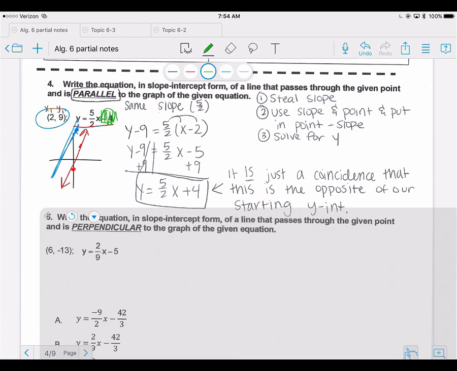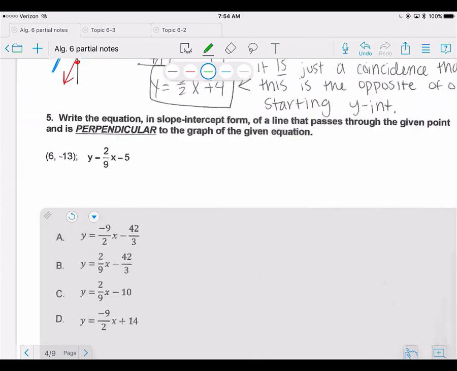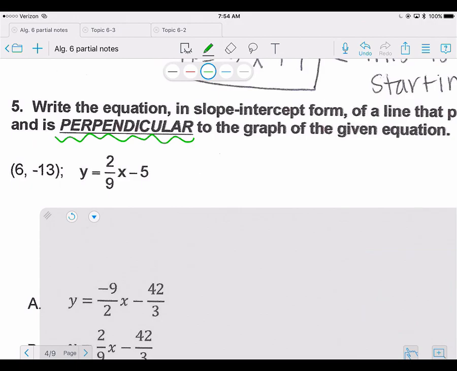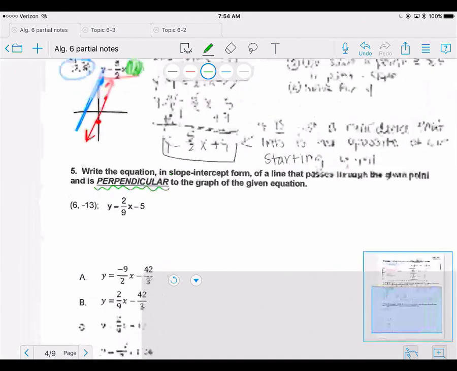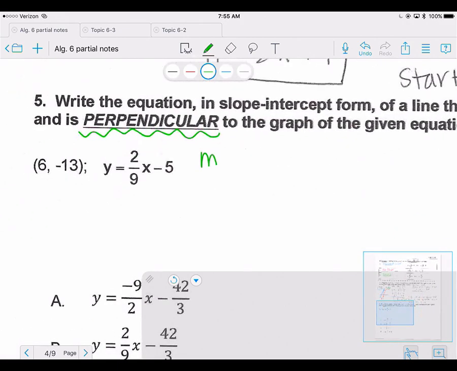So problem 5 wants us to do the same thing, slope-intercept form that goes through the given point but is perpendicular to the graph. Now the way I remember it is the longer the word, the more work we have to do. So you'll see it in a minute, but once we're done, compare the work on 5 and the work on 4, okay? So my slope needs to be completely flipped.